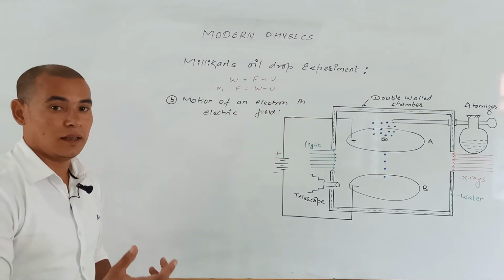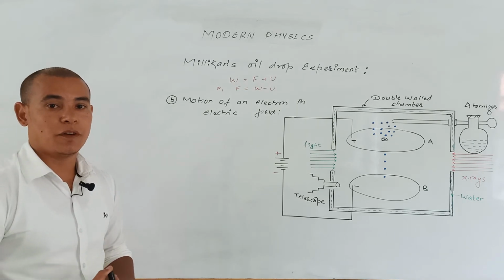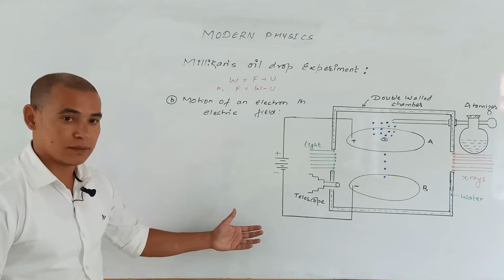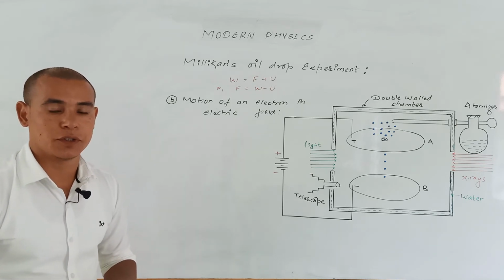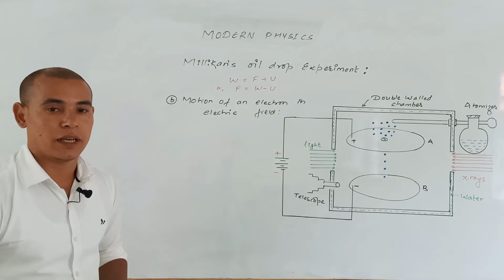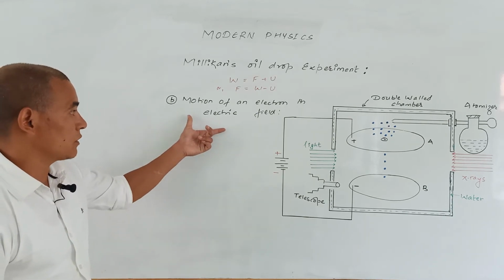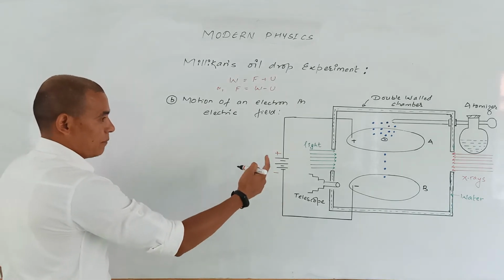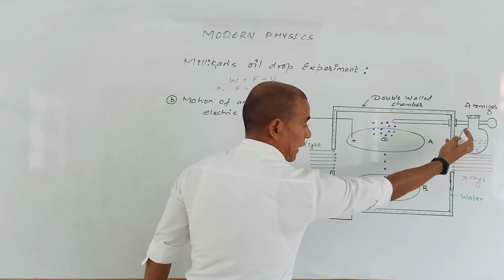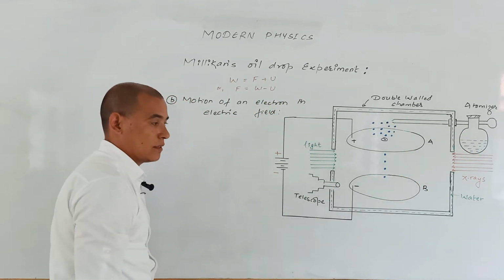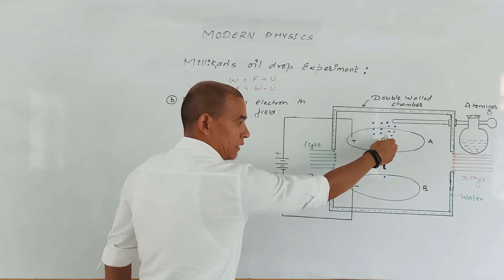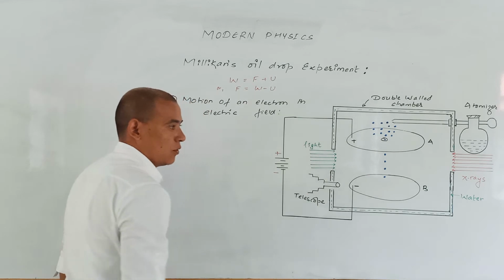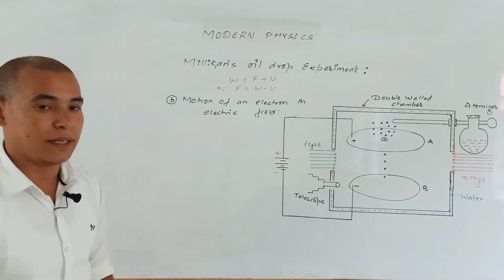Now again, Millikan performed this experiment under the action of an electric field. Just before, I derived the equation for the motion of an electron beam under the action of gravity. Now we are going to discuss the motion of the electron beam under the action of an electric field. When the oil is spread inside the chamber by the atomizer, the oil drops spread inside the chamber and a few drops pass through the hole of metal plate A.